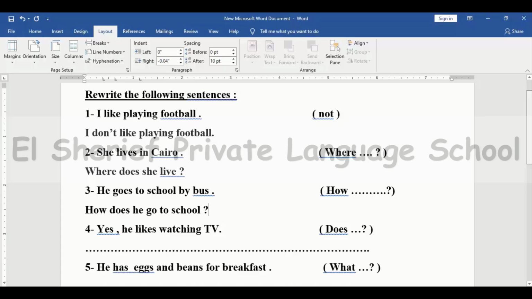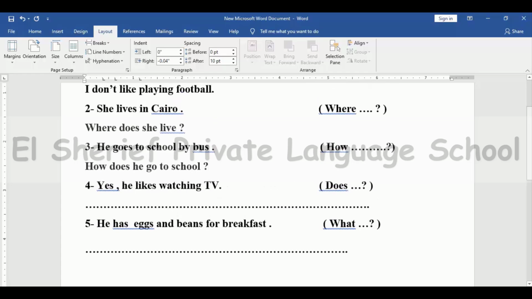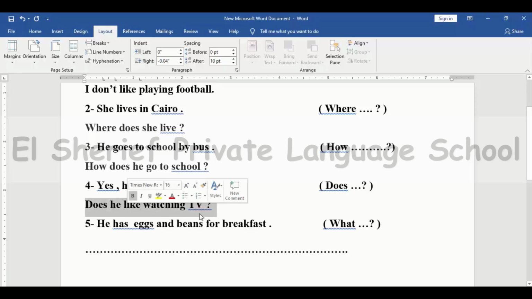And question number 4. The answer: yes, he likes watching TV. Use does, so we can start with does, then followed by the subject. Does he like watching TV? So the answer is: does he like watching TV?